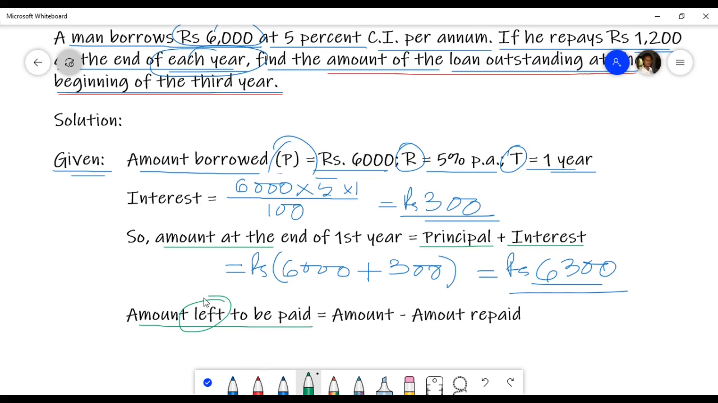Now the amount left to be repaid. You know that at the end of each year, he has been paying some money. So let's find out the amount left to be paid. How do we find it out? Using the simple formula, amount minus amount repaid. The amount at the end of the first year is rupees 6,300, and the amount repaid is given in the question, it is 1,200 rupees.